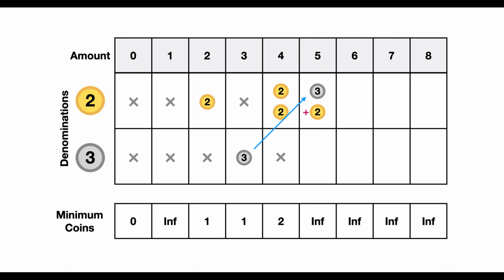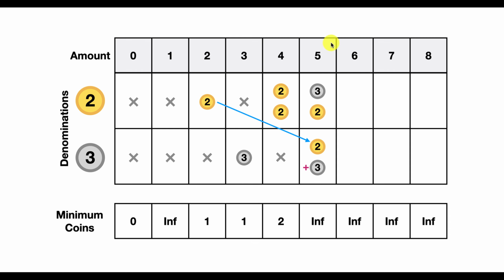Then we move on to 5. For this subproblem, we take 5 minus 2, which gets us to 3. We had 1 coin here, which is the 3 denomination. So 3 plus 2 is 5. So this is a valid combination of coins to get to this target.